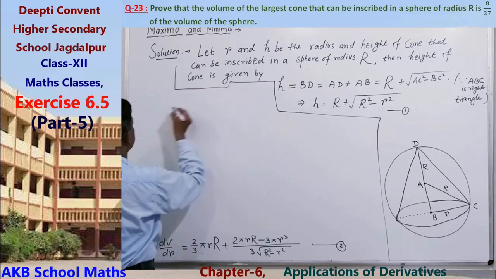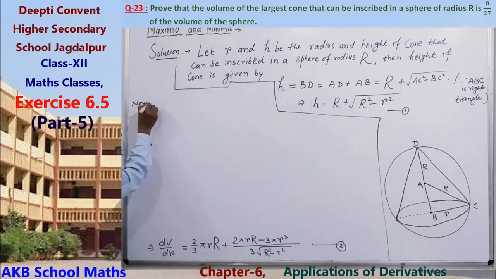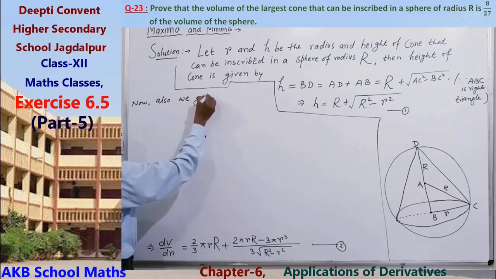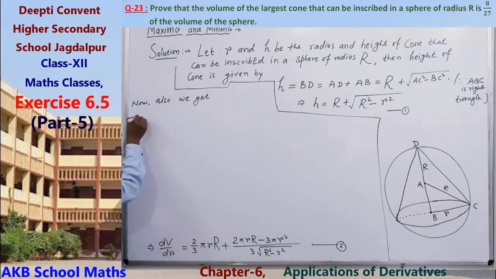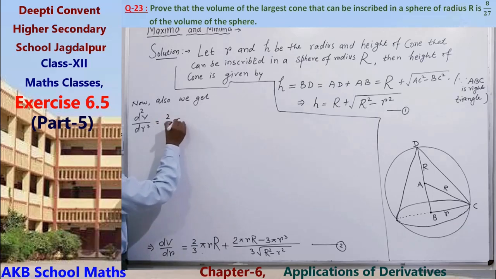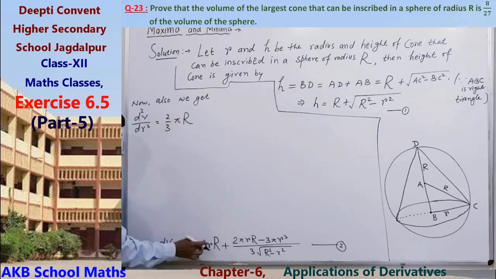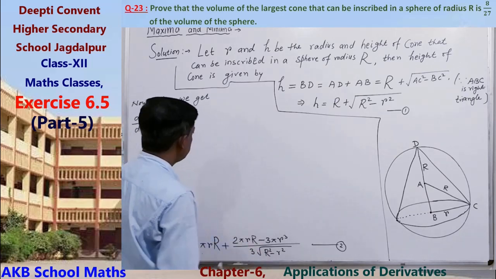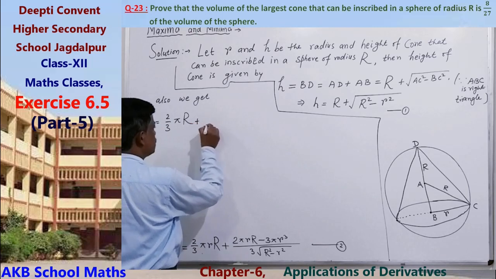Now we also get the second derivative d2V upon dR square. Differentiate it with respect to r again. So we have 2 by 3 pi r, and the derivative of r is 1. Now here, this upon this, so apply the quotient rule.